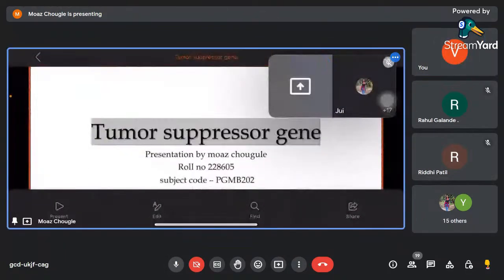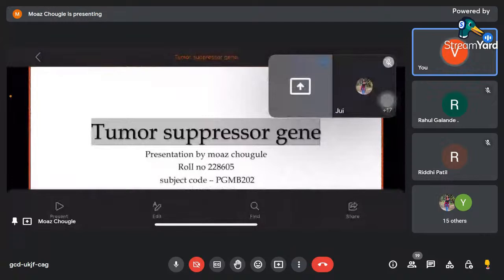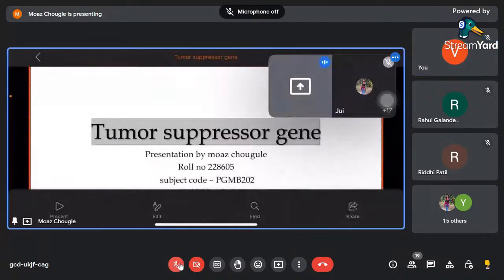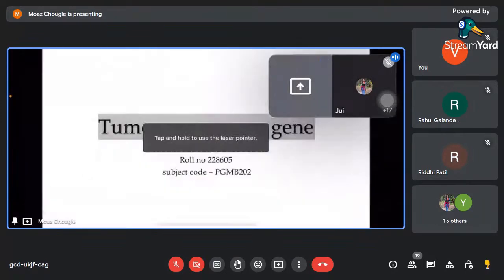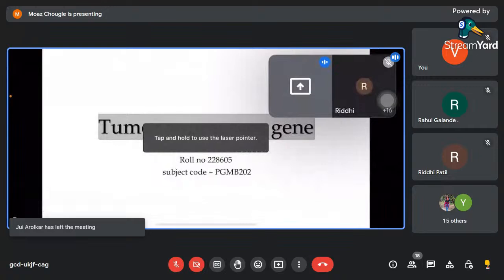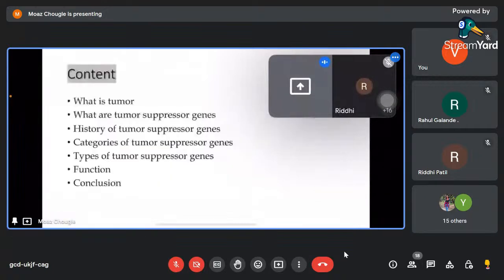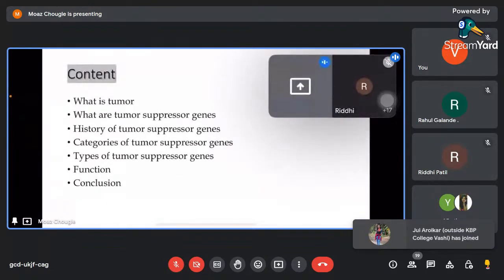Good evening, everybody. My name is Moaz Shogle, and my topic is tumor suppressor genes. These are the contents we are going to go through: what is a tumor, what are tumor suppressor genes, history of tumor suppressor genes, categories of tumor suppressor genes, types of tumor suppressor genes, function and conclusion.